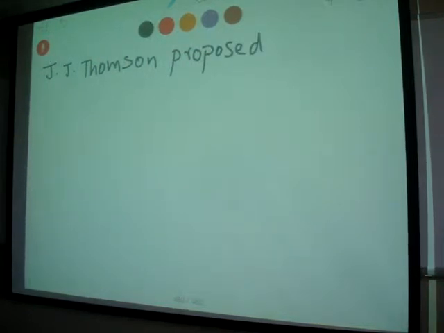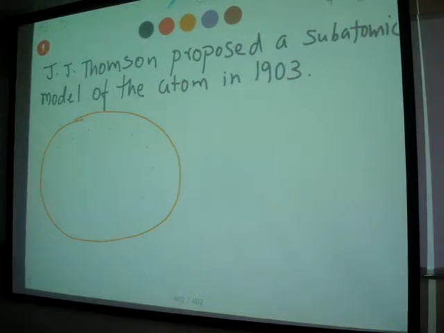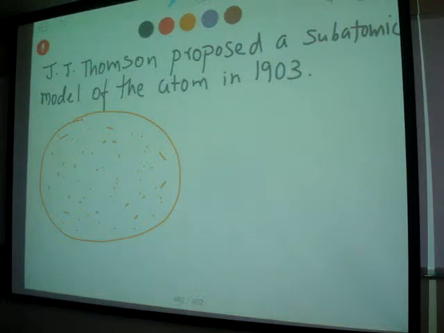So J.J. Thompson proposed a subatomic model of the atom in 1903. What he proposed? So he said, okay, this yellow color one is a pudding, and there is a plum in here. So let me draw that. So this pudding is positively charged.